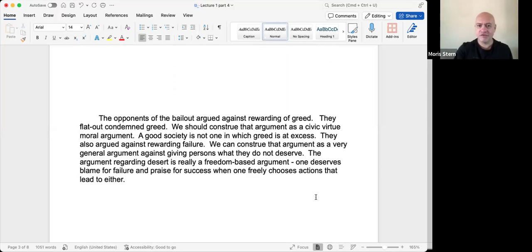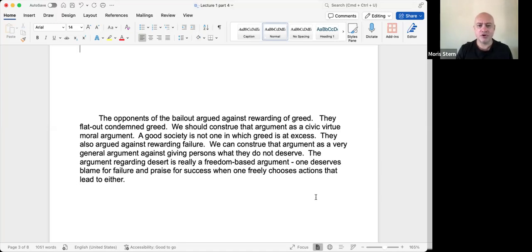The opponents of the bailout argued against rewarding of greed. They flat out condemned greed. We should construe that argument as a civic virtue, moral argument. A good society is not one in which greed is at excess.